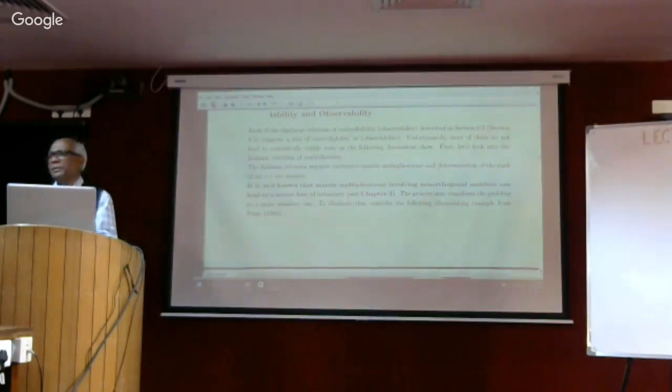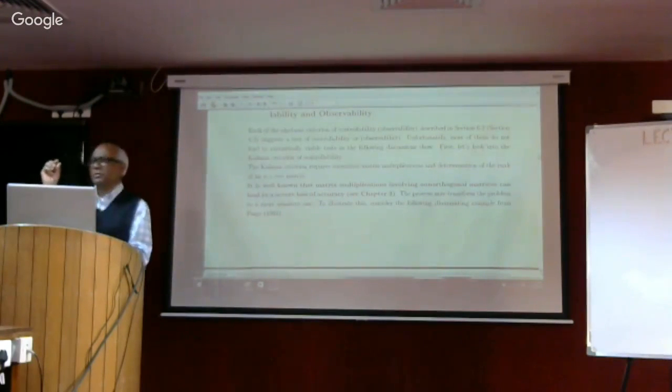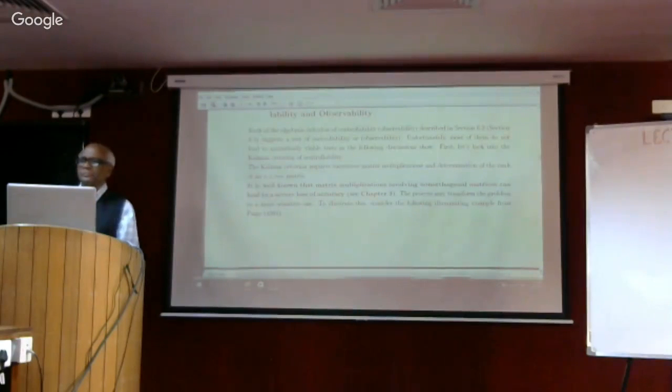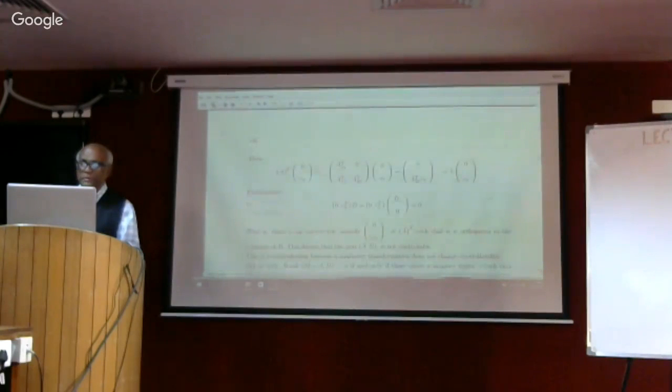Now, it might happen that some of the singular values are theoretically non-zero, but computationally 0. In that case, you will conclude the system is uncontrollable, even though theoretically it's controllable. So let's look into one example.